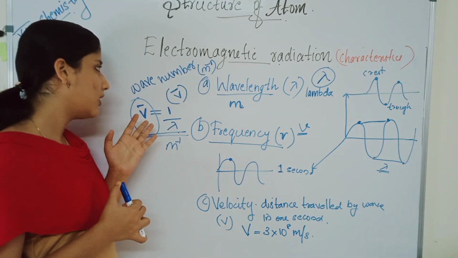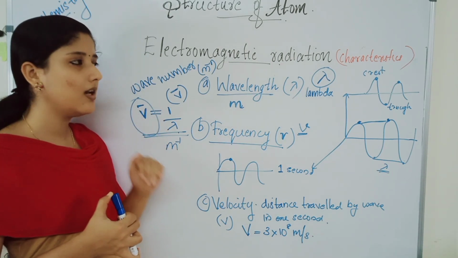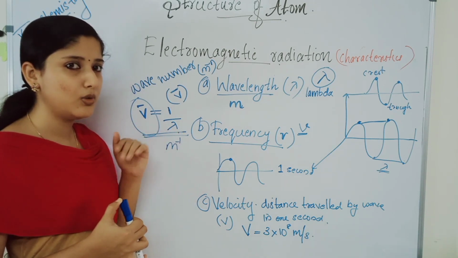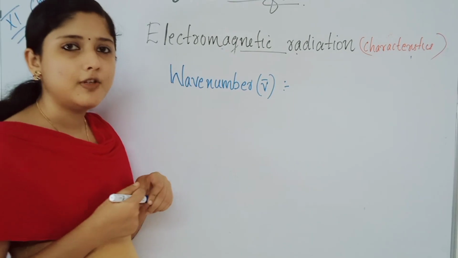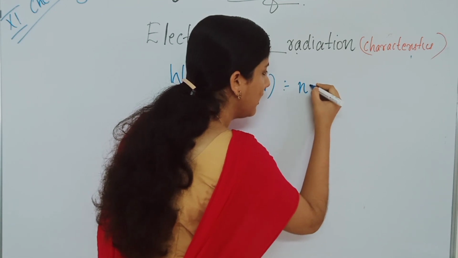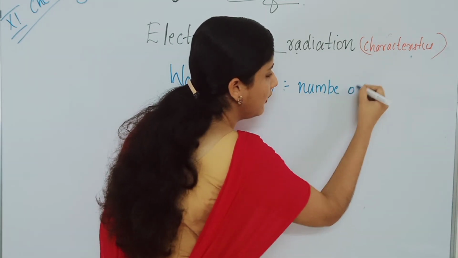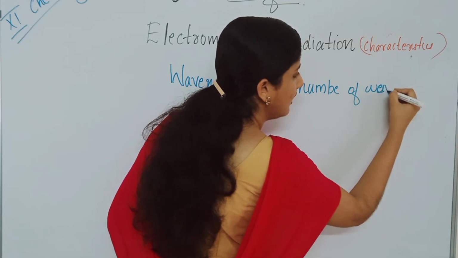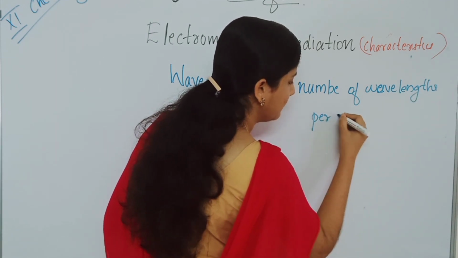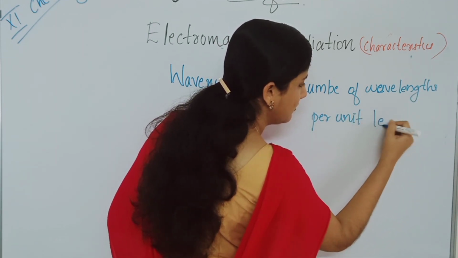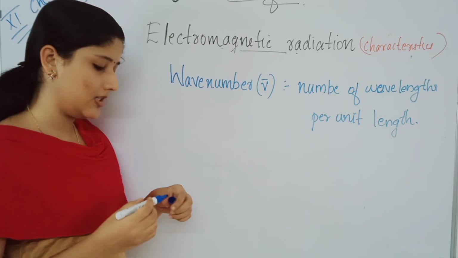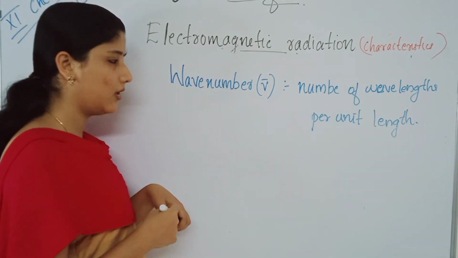Next characteristic was wave number. Wave number is defined as the reciprocal of wavelength, or it is equal to 1 by λ, and the unit is meter inverse. The definition of wave number is the number of wavelengths per unit length. The number of wavelengths per unit length is known as wave number, ν bar.